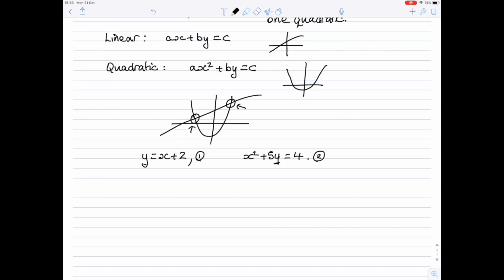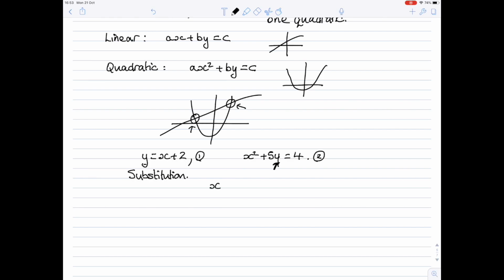So as an example, let's consider this pair of equations. The linear equation is y equals x plus 2. So that tells us that the value of y and the value of x plus 2 are the same. And the quadratic equation is x squared plus 5y equals 4. So I'm going to use the method of substitution, and I'm going to substitute into equation 2 the equivalent value for y from equation 1.